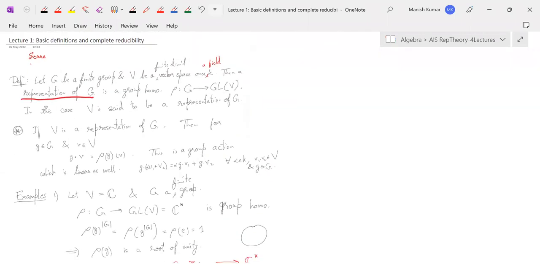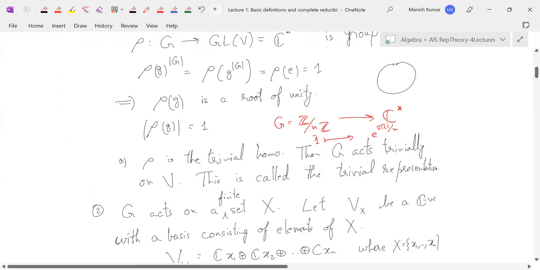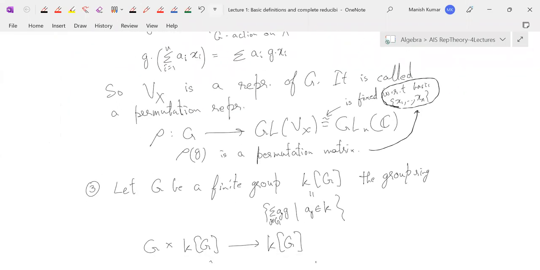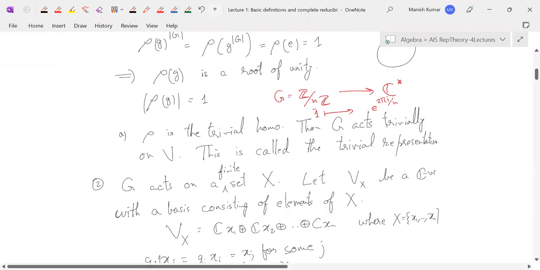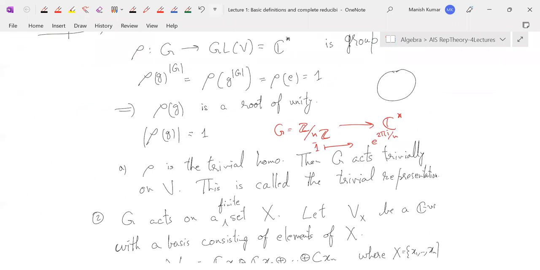So you can find many representations. I gave you only one representation of, where was it? But let's not worry about those kinds of representations where the base field is not characteristic zero. Let's just worry about representations where the base field is characteristic zero.